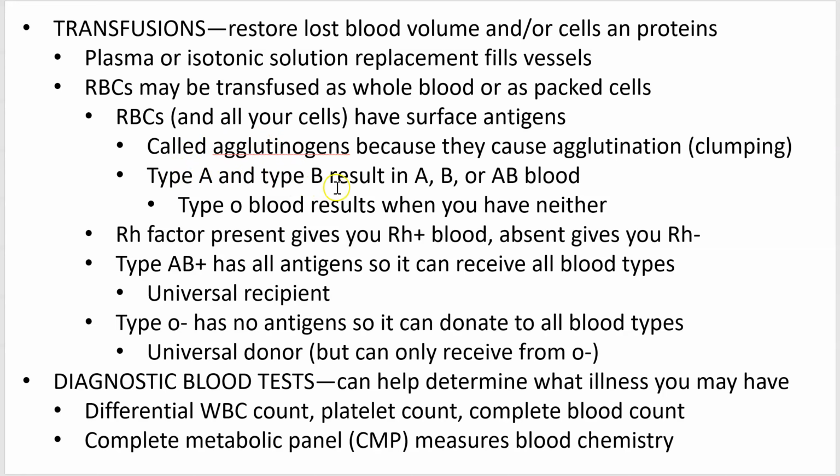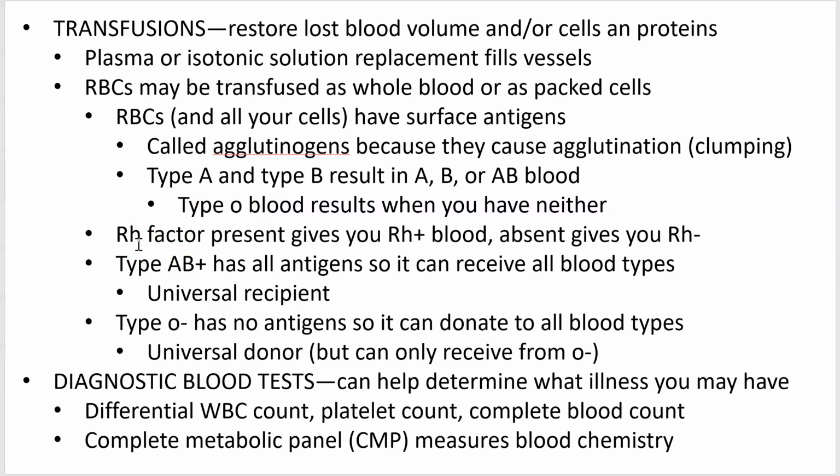If you have type A agglutinogen on your blood, you're type A blood. If you've got a B agglutinogen on your blood, you're type B blood. If you've got A and B, you're type AB. If you've got nothing, you've got type O. So I'm O negative, which means I don't have the A or B agglutinogen, and also, because I'm negative, I don't have the Rh factor.